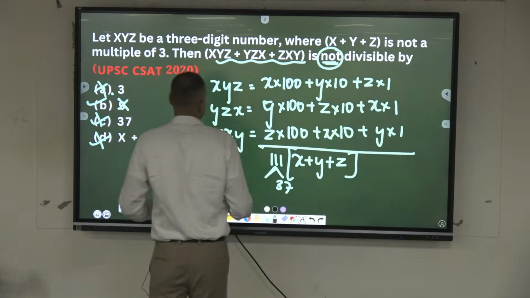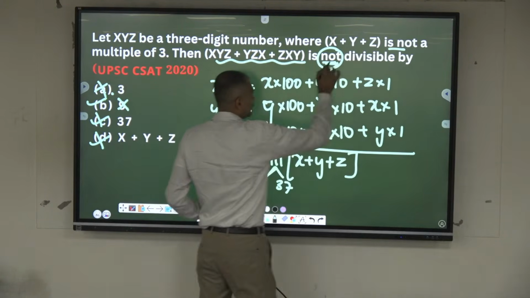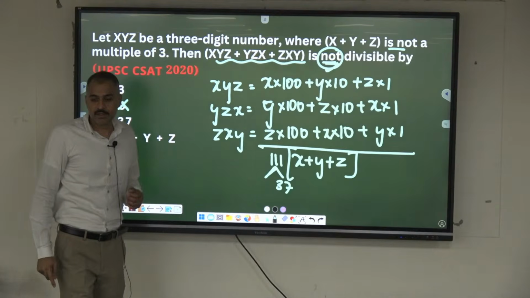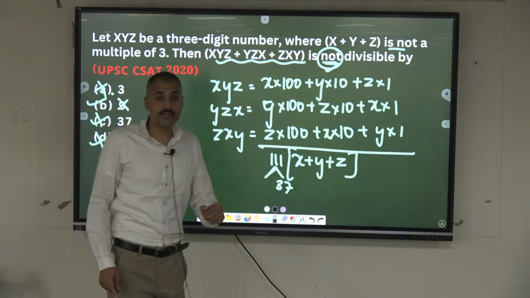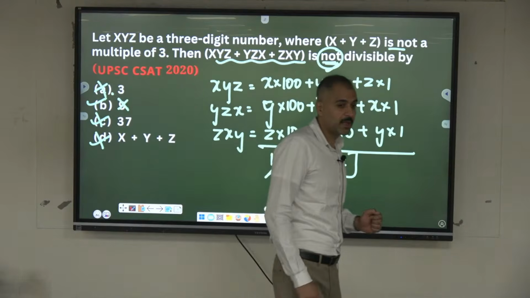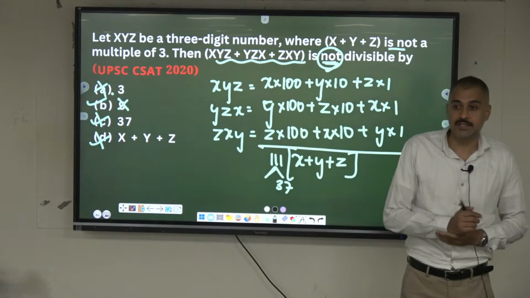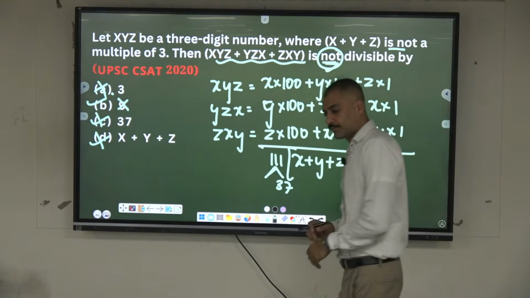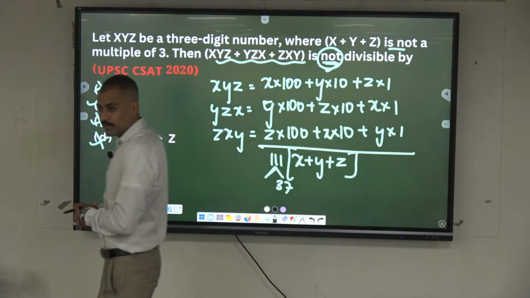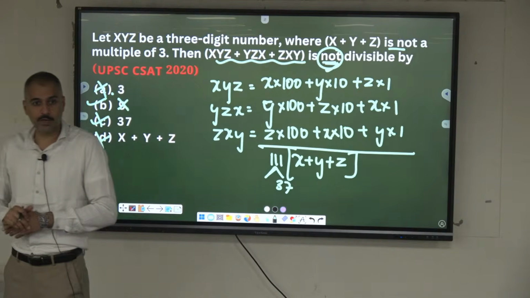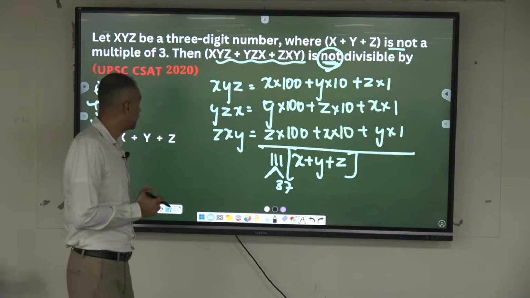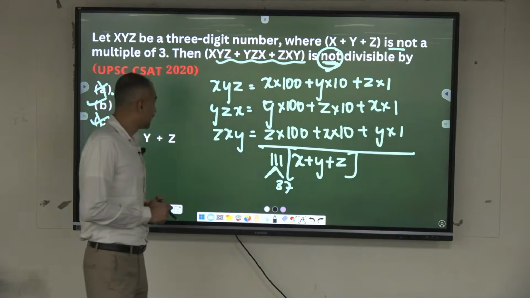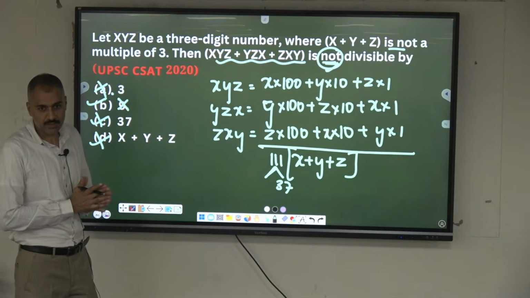Be cautious about these keywords: not divisible, divisible, at least divisible. Integers, positive integers, natural numbers, neither positive nor negative integer. Keywords and also classification are very, very important. Based on those classifications only, he leaves the options. So, shall I move? Understood, right? Okay.